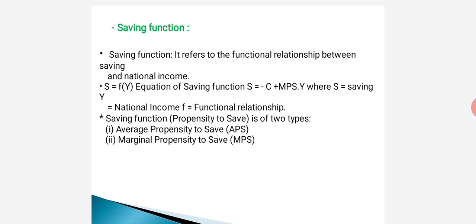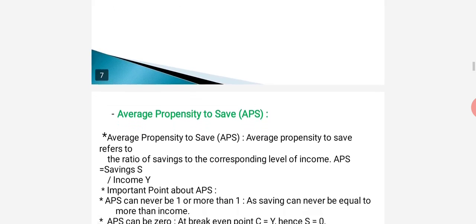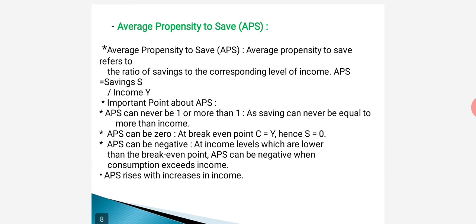Propensity to save is also of two types, children. The first one is average propensity to save, APS, and the second is marginal propensity to save, MPS. So APS is average propensity to save. Average propensity to save refers to the ratio of saving to the corresponding level of income. APS is equal to S upon Y. Now it becomes easy for you to understand because we have already discussed APC. APC was C upon Y, and APS is S upon Y.